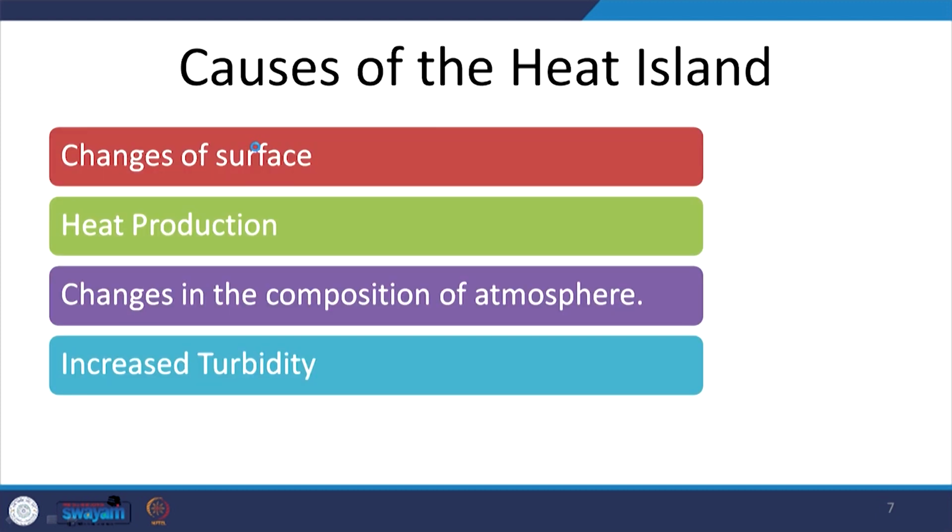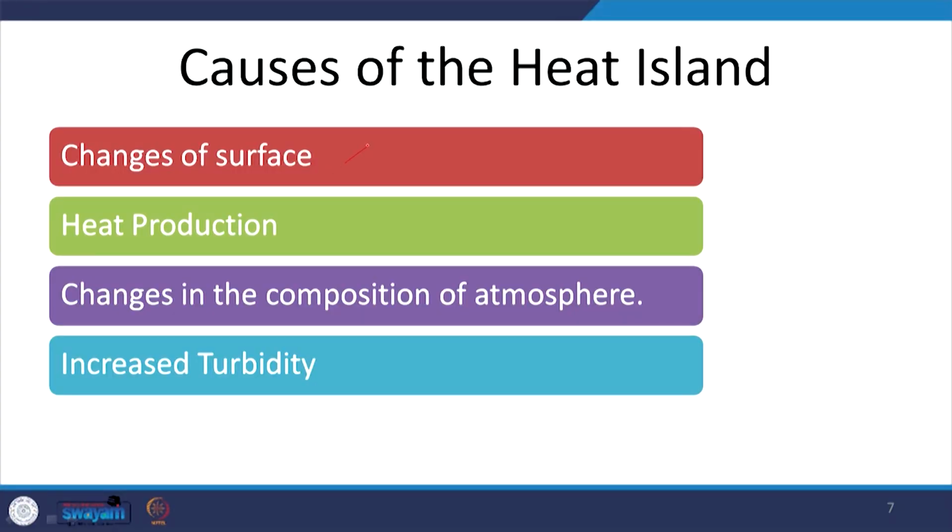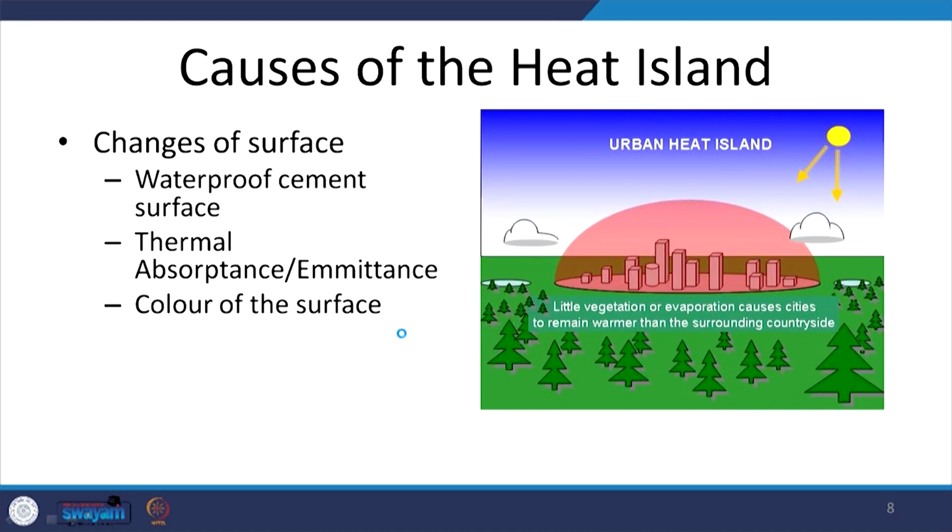So, what actually causes heat island? Some of the most prominent causes of heat island I will discuss today. One is change of surface, heat production, changes in the composition of atmosphere and increased turbidity. Let us look at each one of them in a little detail. So, first is changes of surface.